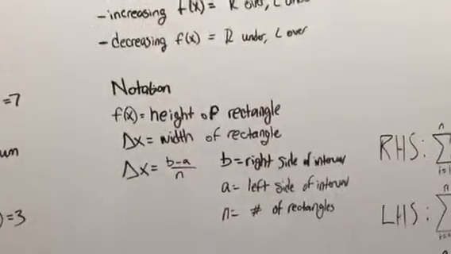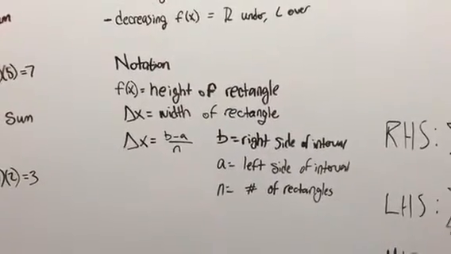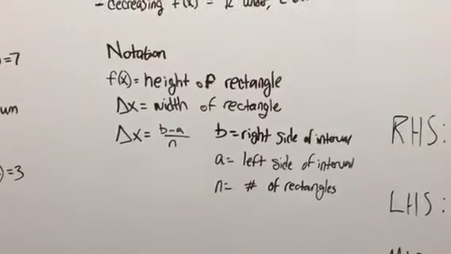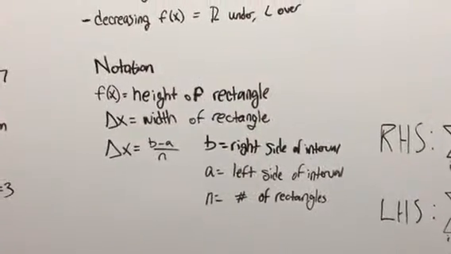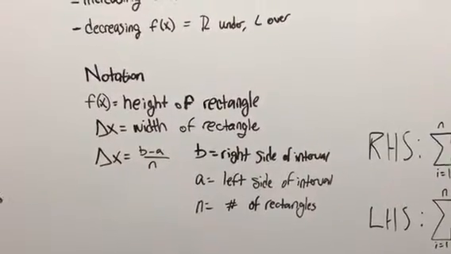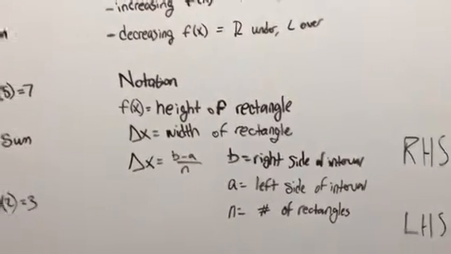Some quick notation: f of x is the height of the rectangle. Delta x is the width of the rectangle, and delta x is equal to b minus a over n. So b is the right side of the interval, a is the left side of the interval, and n is the number of rectangles.